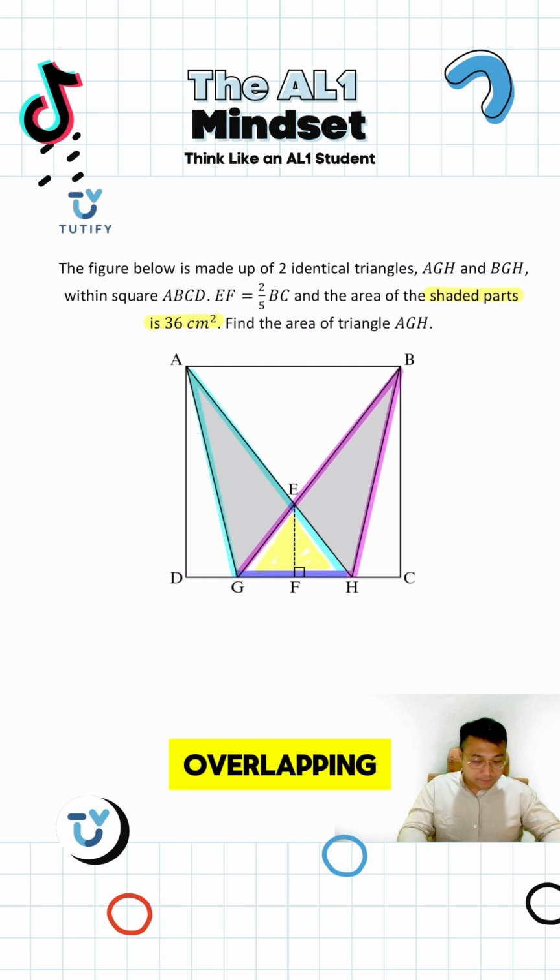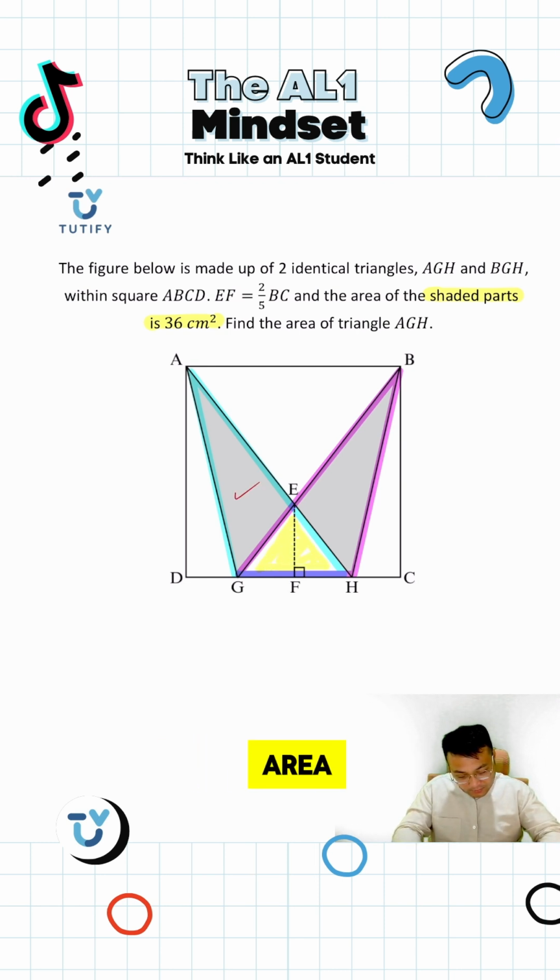So if you take away the overlapping region, what do you notice? This area and this area will be the same. And since they told us that it's 36, then you divide that by 2, you will know that this is 18 and this is 18 as well.